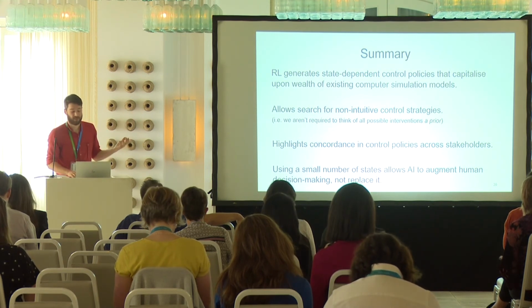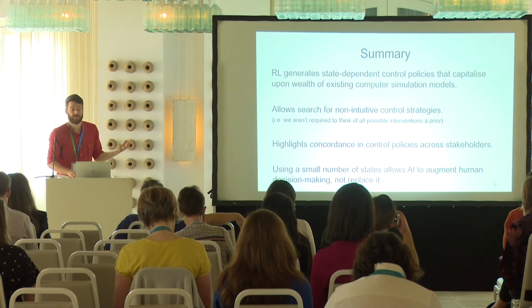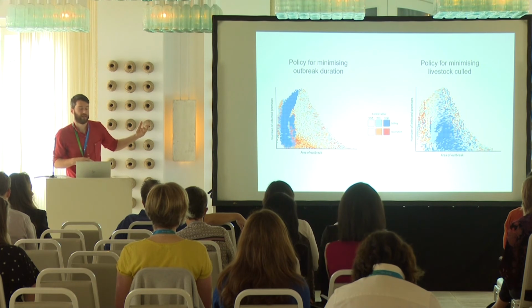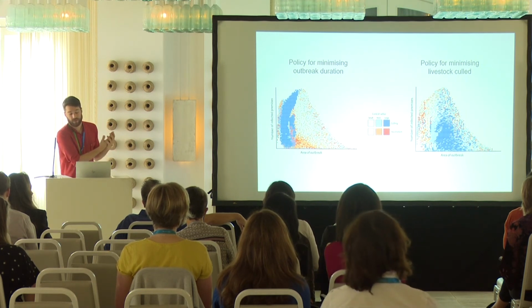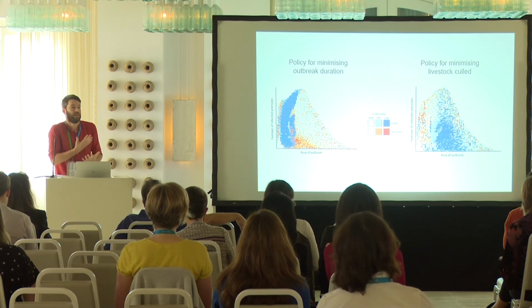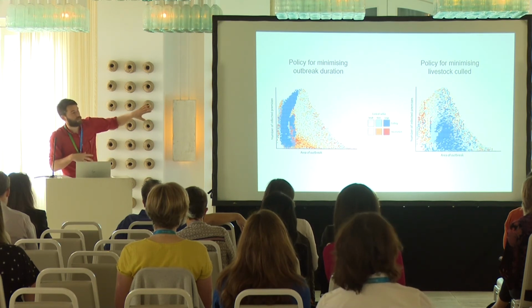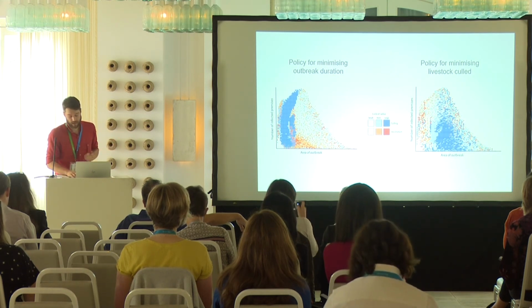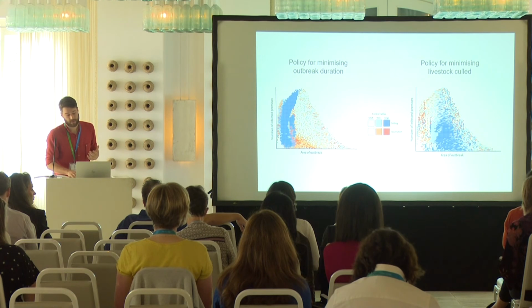We can also run this for different objectives. I showed it for an objective of minimizing outbreak duration, but we could look at it for a policy of minimizing livestock culled. And then we can get two different policies that we can overlay and look at concordance and discordance between the actions for these different objectives that might represent objectives of different stakeholders in the decision-making process.